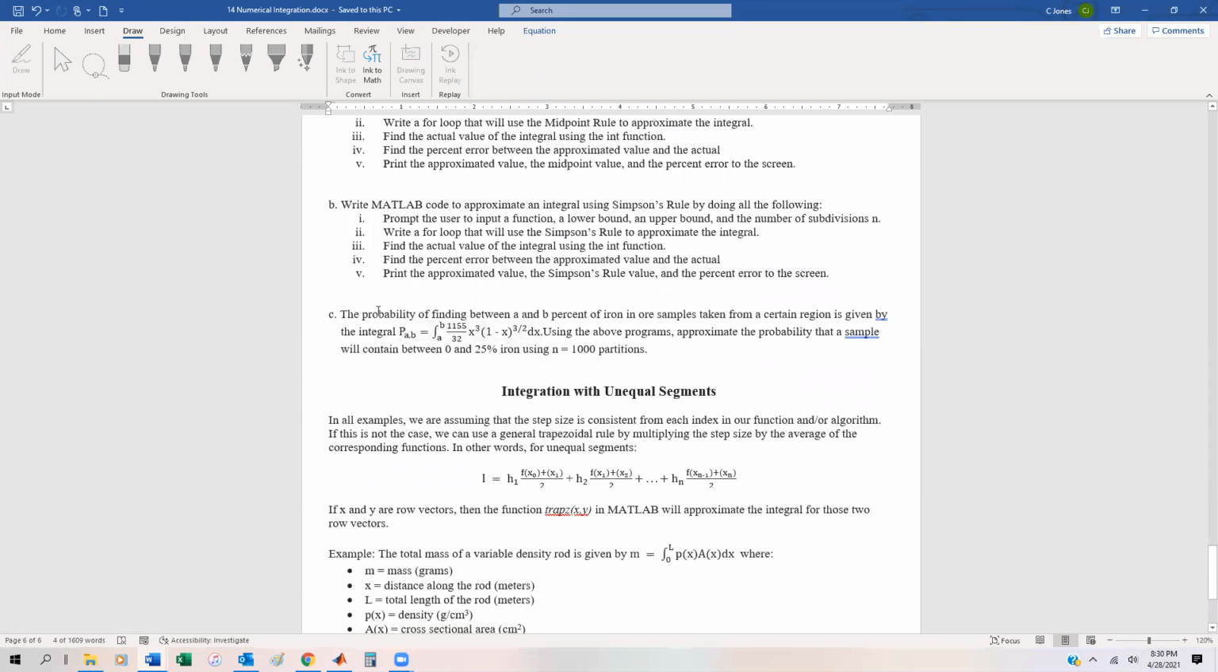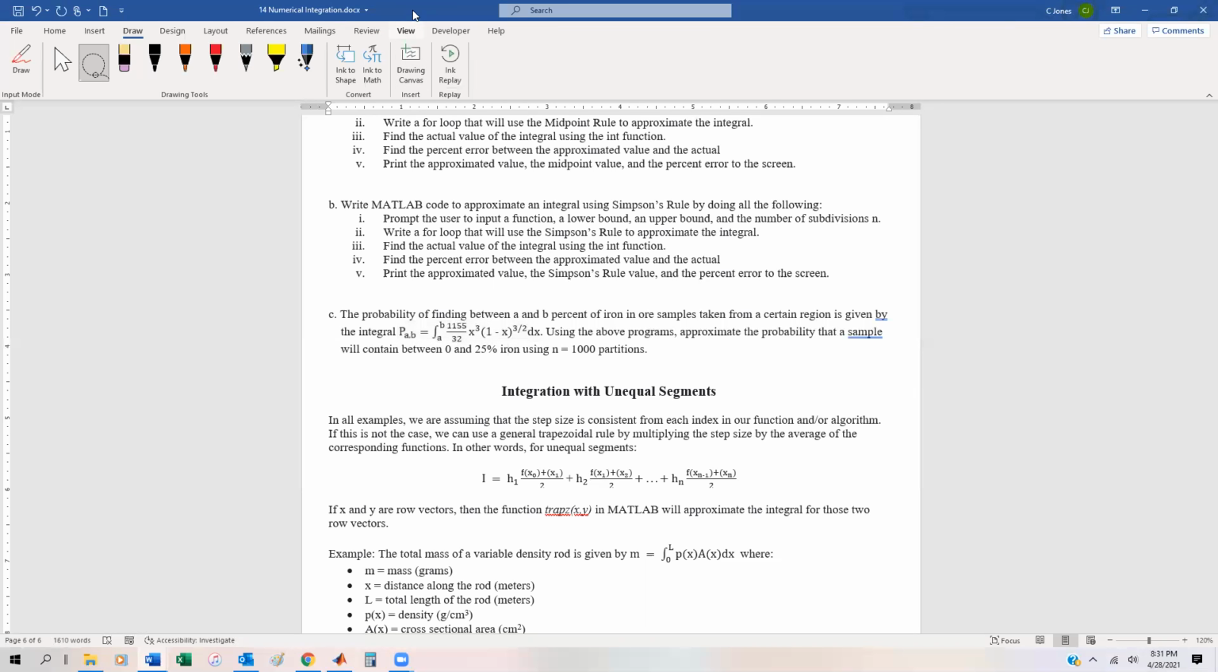Now, the last part of the problem is we're asked to apply it. We are asked to find the probability of an iron ore sample given by this integral. So it's 1155 over 32 x cubed, (1 minus x) to the 3/2 power. Certainly not an integral that we want to evaluate. In fact, we don't even know if it's possible, but we're just going to use both of the programs, and we're going to see if both of them can approximate the probability that a sample will contain between 0 and 25% iron, and we're going to use 1,000 partitions. This should get us really close. With two strong algorithms, we should be able to figure this out pretty well.